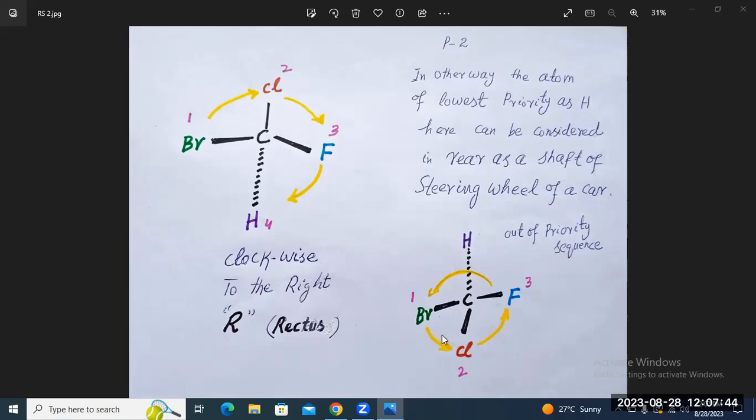And then we can see the priority order in case of the other two atoms or groups. You can see here the bromine is number 1, then chlorine, then fluorine. So if we come from here to here to here, then you can see this is the anti-clockwise order. So we are going anti-clockwise. So this configuration would be assigned as S configuration. This would be the S configuration.